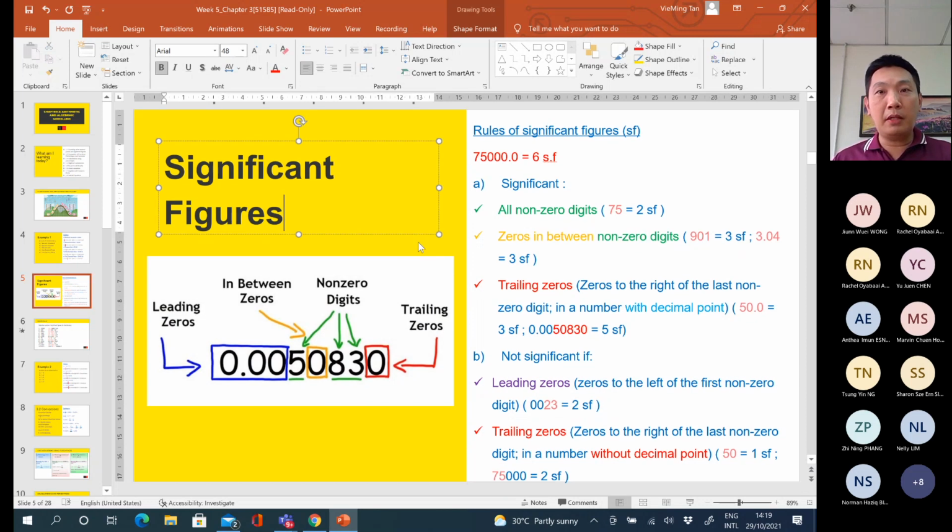Okay, I'll stop for a while. Any questions on this? I think only the trailing 0 may confuse you. The difference is that you have to check whether there is any decimal point after the 0. If there is a decimal point, then we should include this 0 as a significant figure. So we have some more examples here.